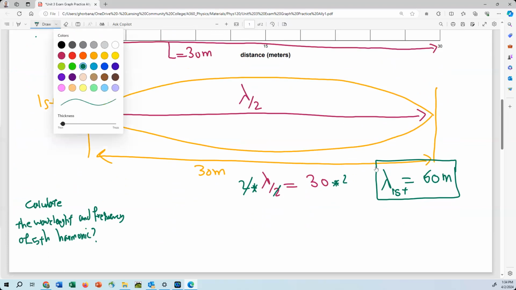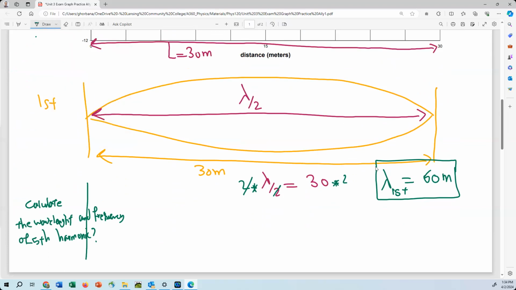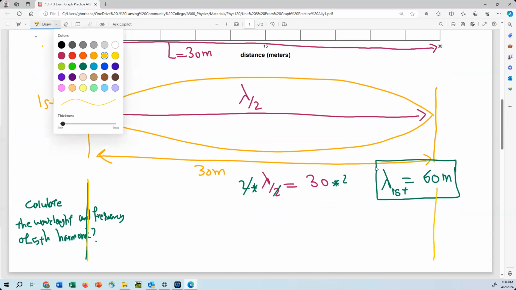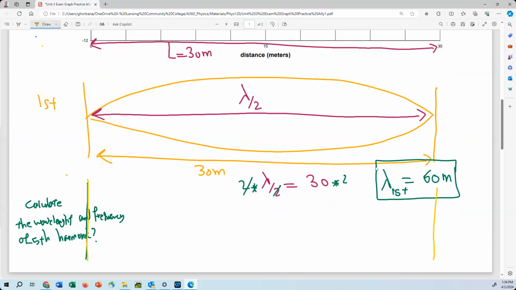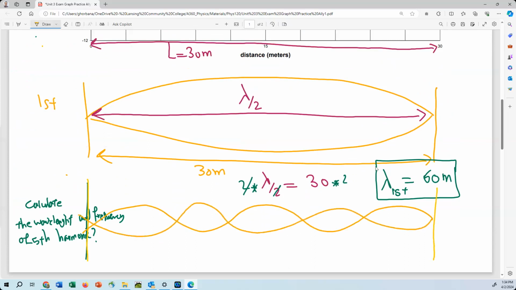Okay, I'll just do it again with this. From here to here, how many loops should we have? 5 loops. So let's say 1, 2, 3, 4, 5. So this is going to be the fifth harmonic. Why? 1, 2, 3, 4, 5. From here to here is how many? It is 30 meter. Good.